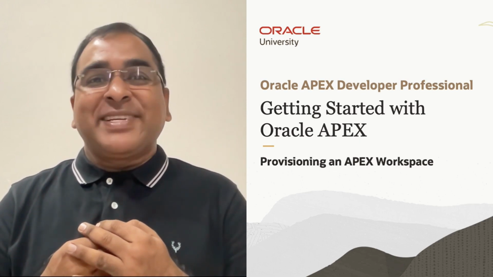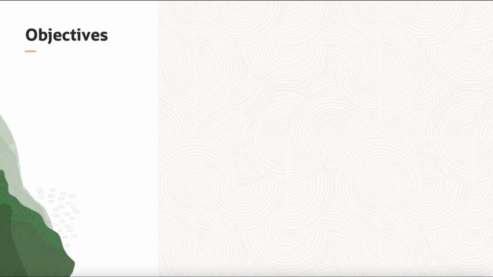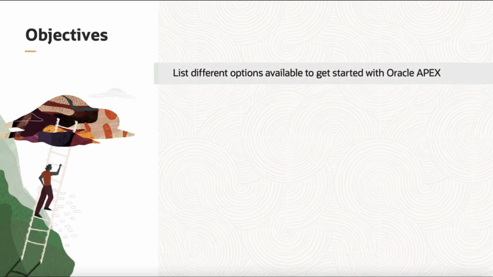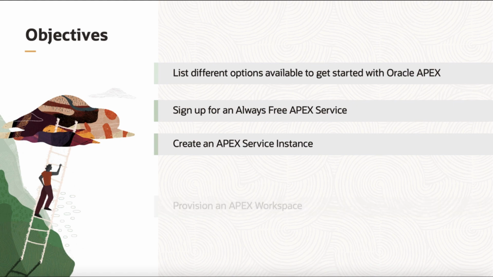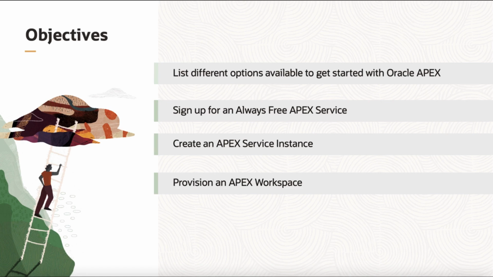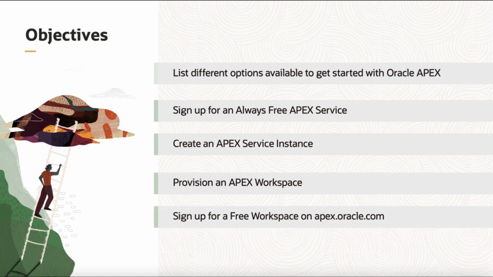In this lesson, you learn about different options to get started for free with Oracle Apex. First, you learn how to sign up for an always free Apex service. You learn how to create an Apex service instance, and then you learn how to provision an Apex workspace to get started with your application development. In this lesson, you also learn how to sign up for a free workspace on the customer evaluation only instance apex.oracle.com.